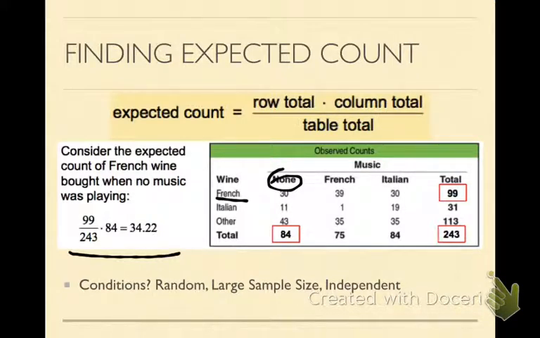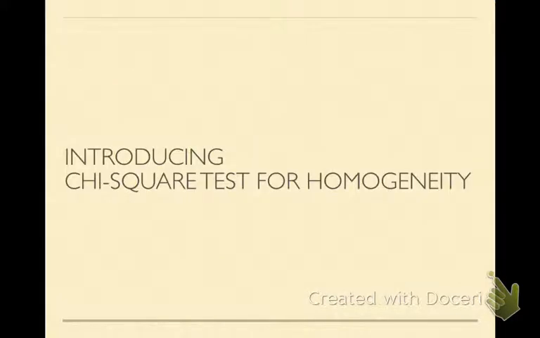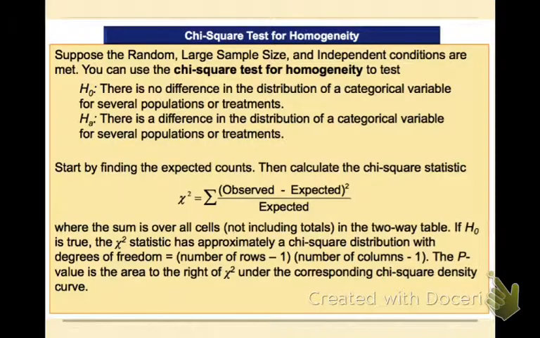And remember the conditions: random, large sample size, and independent. And now we're actually going to go into the homogeneity test. Again, straight from the book, it'll be great if you pause the video and actually go through this real quick, just to review what we talked about so far.